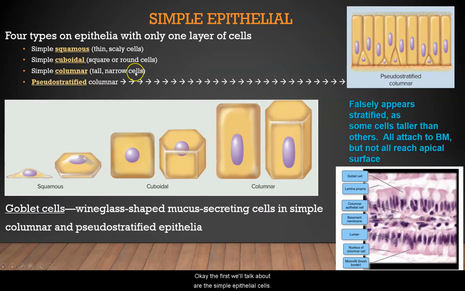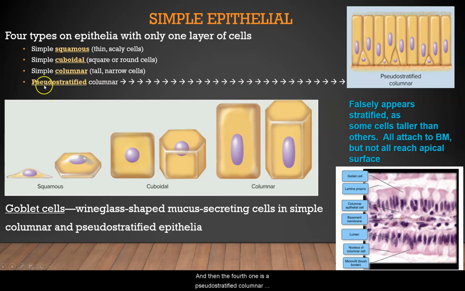Okay, the first we'll talk about are the simple epithelial tissues. And there are four types that have only one layer, meaning they are simple. Simple squamous, simple cuboidal, simple columnar, and something called pseudostratified columnar. Okay, the first is simple squamous. They are thin, scaly cells. Here's what they look like, thin and scaly. Simple cuboidal are square or round cells. And simple columnar are columns, tall and narrow.